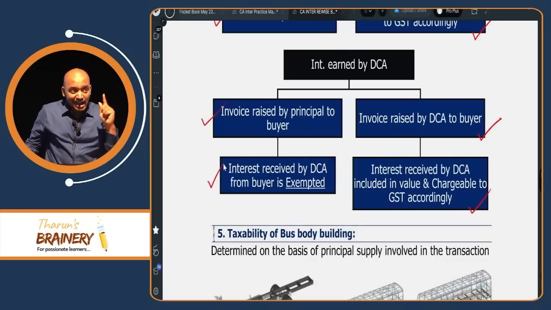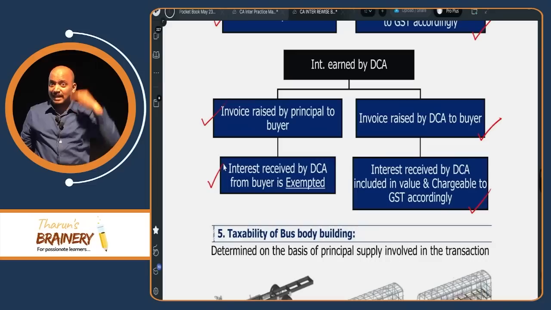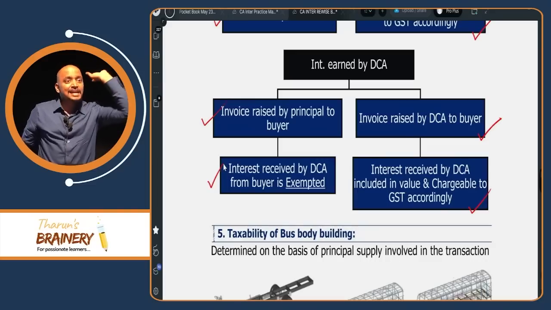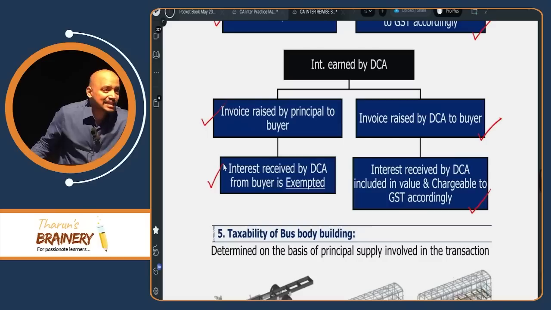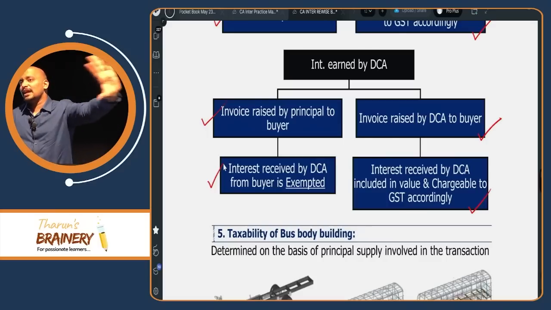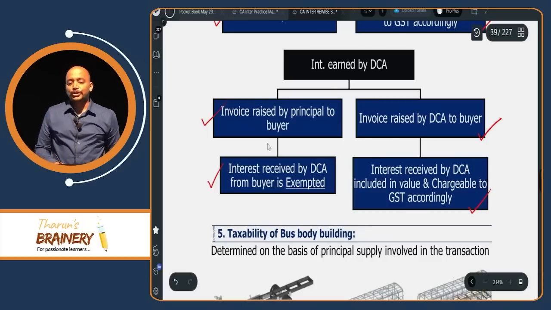Therefore, it should be included in the value. Whether the invoice is raised by the del credere agent, no, the principal is raising. Then whatever interest is collected by the del credere agent is only for giving a finance facility. So therefore, that interest will be exempted. Okay, so you need to remember this.